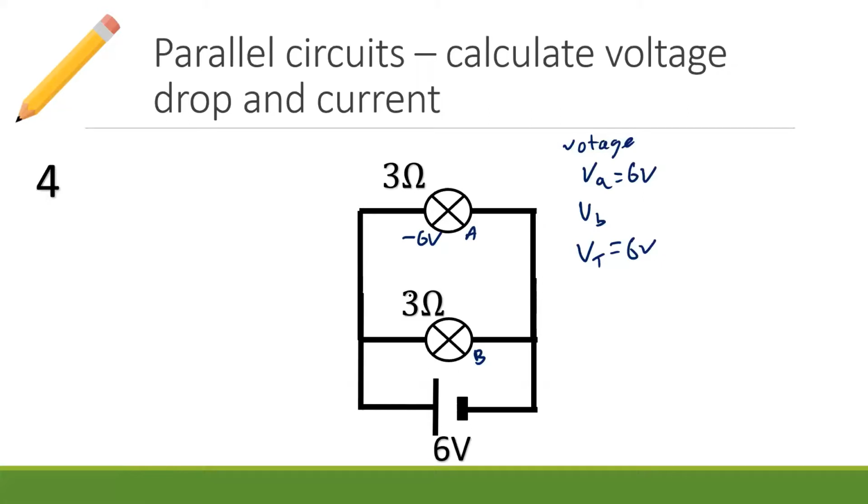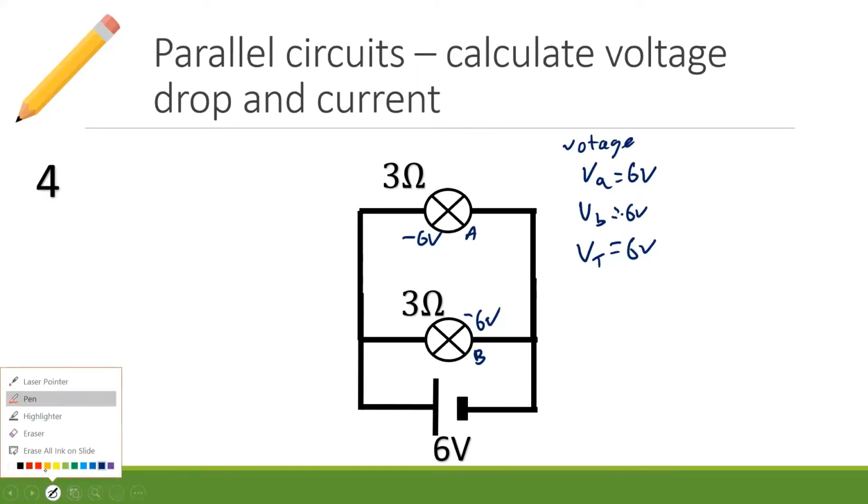What's going to be the voltage drop through VB then? How many volts is it going to lose? 6. Exactly. Thank you, Jessica. It's going to lose all 6 volts here because ultimately that's the only place that it can lose it. So when current was easy for series circuit, voltage is easy in parallel because it loses the same voltage everywhere. Each branch will lose 6 volts. So the next easiest one is going to be resistance.